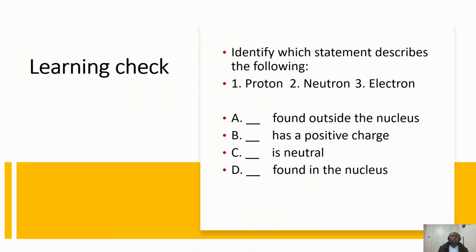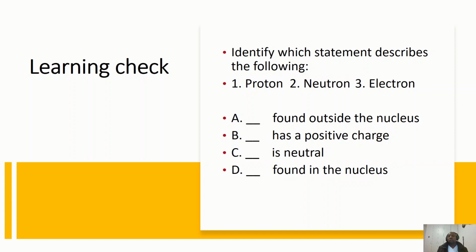Let's quickly do some learning check. We identify which statements describe the following: the proton, the neutron, and the electron. For A, it says found outside the nucleus. Remember our first slide. Which of these can be found outside the nucleus? We're talking about position now. The second one, B, says has a positive charge. Which of these also has a positive charge? The third one, C, says it's neutral.